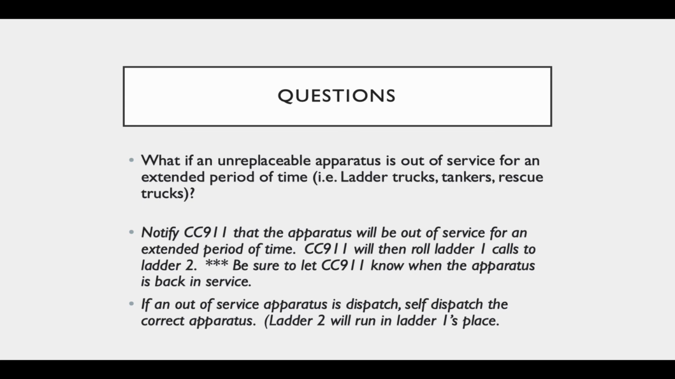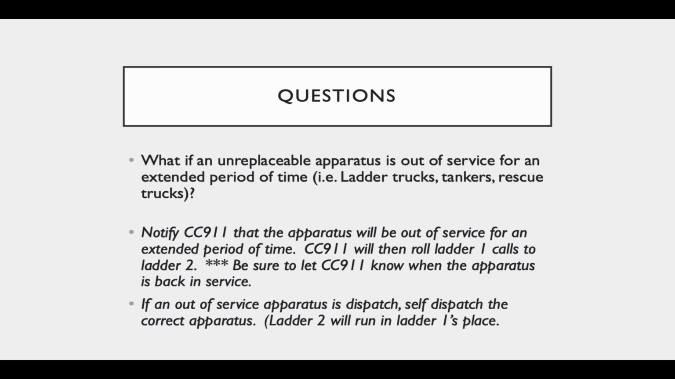What if an unreplaceable apparatus is out of service for an extended period of time? For instance, ladder trucks, the tanker, the rescue trucks. Notify 911 that that apparatus will be out of service for an extended period of time. 911 will then roll the Ladder 1 calls to Ladder 2. Be sure to let 911 know when the apparatus is back in service. This shouldn't apply to any of our frontline engines because we do have backups and reserves there. So if Engine 1 is running in a backup engine, there's no need to call 911 and let them know that you're in a backup engine.